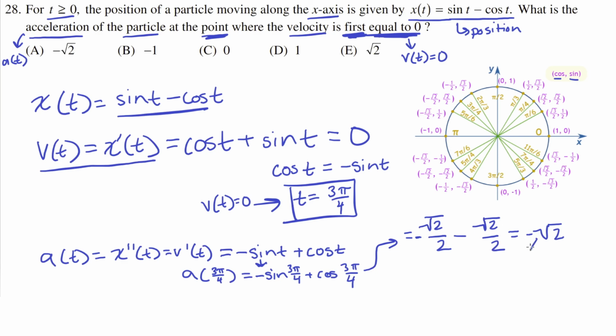So this is the value of a of t when t equals 3 pi by 4. Because at this t value, v of t equals 0, which is what the question asked for: the value of the acceleration when the particle has a velocity equal to 0. So negative root 2 is the correct answer. So A.